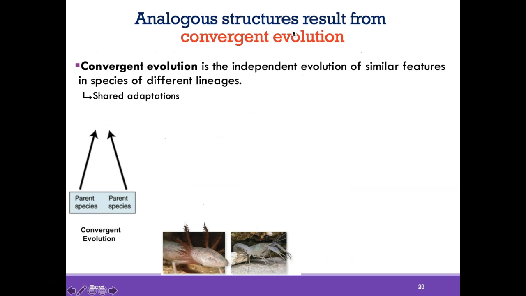So analogous structures result from convergent evolution. Analogous structures are often the product of convergent evolution, which is the independent evolution of similar features in species of different lineages. So this is saying how two unrelated parent species kind of converged and share similar adaptations. Right, that's different from divergent evolution, right? In convergent evolution, we get similar adaptations in organisms that do not share the same evolutionary lineage. So that's the example, right?